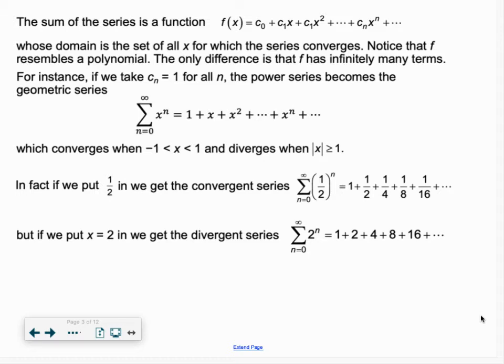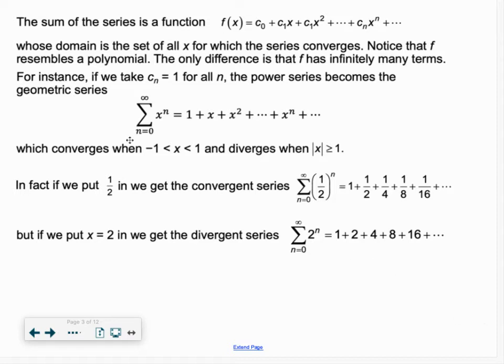So if f of x, some function, is equal to the series, the thing about it is that without the x variable, when we just had numbers, the series either converged or it diverged, and that was it. Now with these x variables in, a series might converge for some values of x, and it might diverge for other values of x.